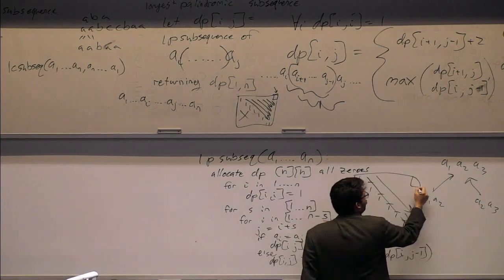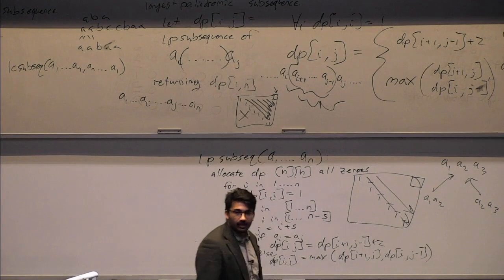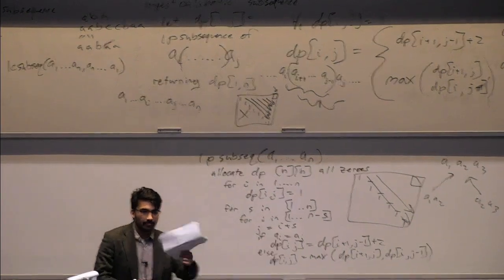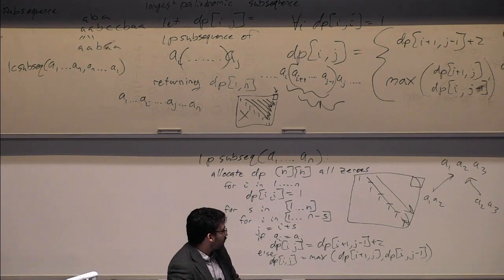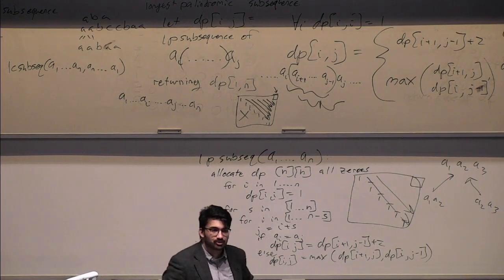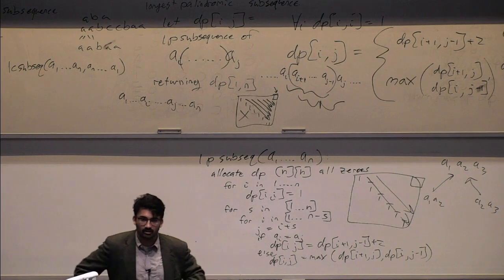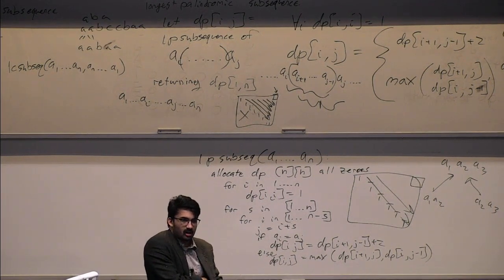Finally, you'll return this element, which is DP of 1, n, and that's going to be the final answer, right? All right, we'll talk about this technique later on, but those are the three common solutions you'll see for longest palindromic subsequence, longest common substring, and so on.